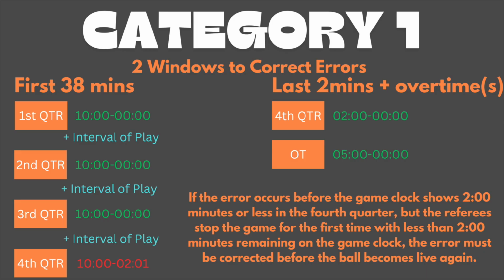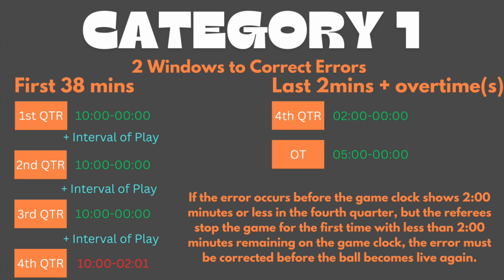So here are the 3 scenarios a little bit more visually appealing. The first 38 minutes, what that looks like from the first to fourth quarter, what the last 2 minutes and overtime windows are, and then in the text, if the error occurs before the game clock shows 2 minutes or less in the fourth quarter, but the referee stopped the game for the first time with less than 2 minutes remaining on the game clock, the error must be corrected before the ball becomes live again. But they added the wording about the officials stopping the game for the first time.